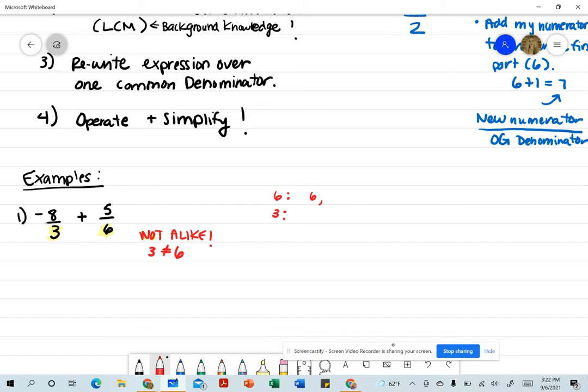What's the second multiple of 6? 2 times 6 or 12. What's the third multiple? 3 times 6 or 18. Fourth, 4 times 6 or 24. And fifth, 5 times 6 or 30, right? Multiples mean the number multiplied by whatever multiple you are.